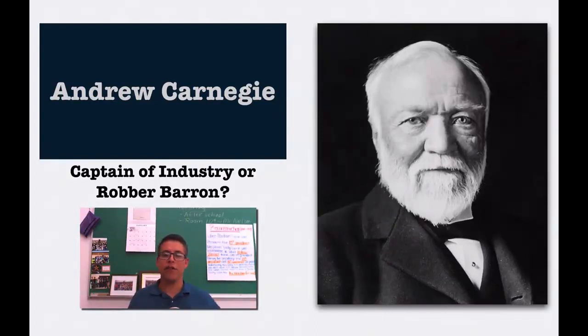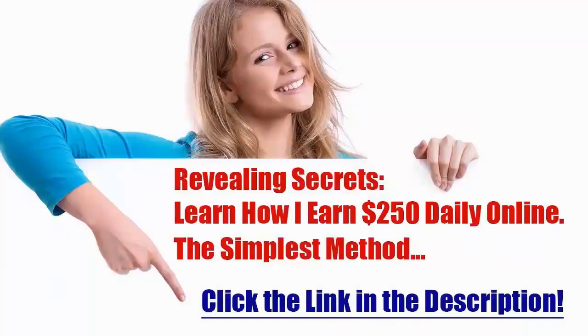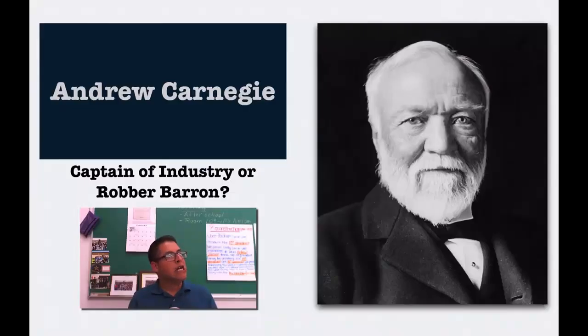And here's the distinction. You call them captains of industry if you're generally in the belief that they got rich because they were really good at what they did, and because they got an opportunity that not a lot of people had, and because they took advantage of that opportunity and they made themselves rich. And because of that wealth, they improved the way that our country worked. That's the captain of industry point of view.